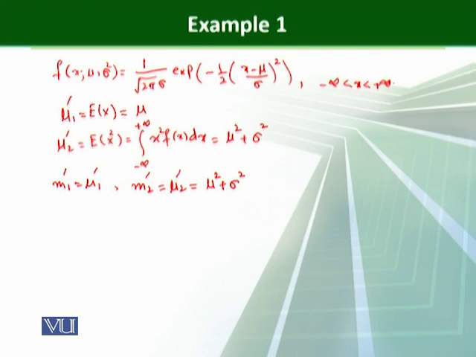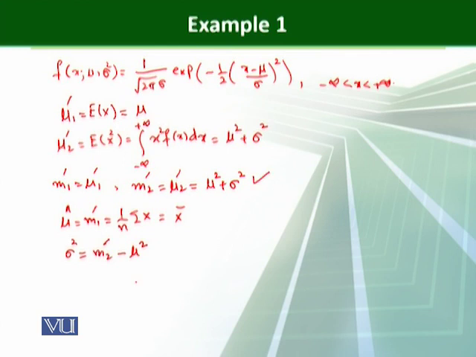The moment estimator for mu, that is mu hat, is m1 dash, and that is actually the mean of the random variable X. So that is equal to X bar. Similarly, for sigma square, the estimator is equal to m2 dash minus mu hat square. We just get it from this equation.